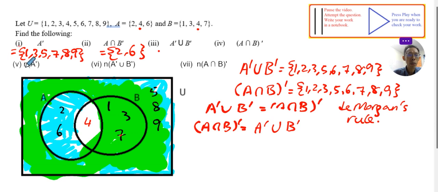Next, N here represents the number of elements in complement of A, that is not A. So you can see here 1, 2, 3, 4, 5, 6. So the answer in this case is 6. Number of elements in not A union not B. This one, that is all the numbers except 4. That will be 8.